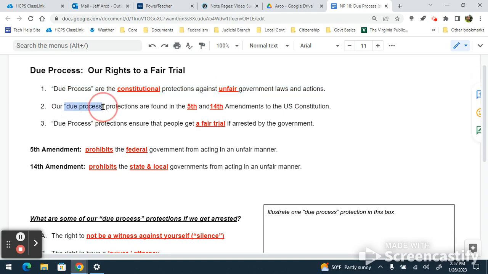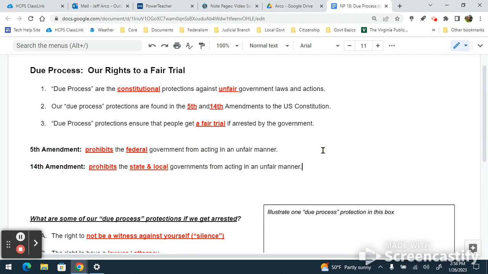If you're ever in trouble with the law, your due process protections can be found in both the 5th and the 14th Amendment. And the big takeaway point of due process is that it ensures that you get a fair trial if you are arrested by the government. The 5th Amendment is making sure that the federal government treats you fairly in court. The 14th Amendment is making sure that the state and local governments are treating you fairly in court.